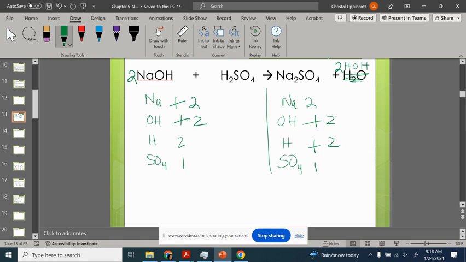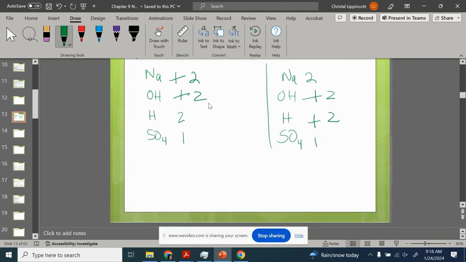Do you see how keeping these polyatomic ions together balances this much more quickly? Otherwise, you've got to go back and go, okay, I've got 2 here plus 4, that's 6. And then it's just a mess. So keeping those polyatomic ions together, if you can, really helps out. All right. Any questions on that guy? All right. Let's try to look at another one.